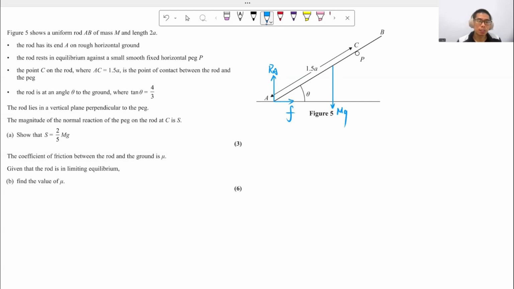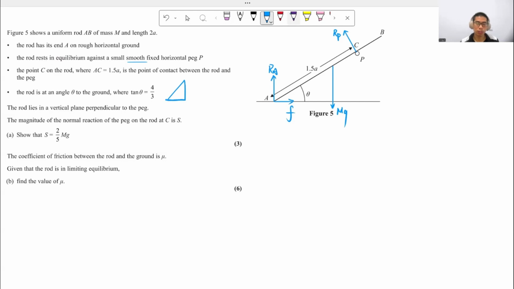And then the rod rests in equilibrium against a small, smooth, fixed horizontal peg P. If it's smooth, that means no friction, so there's only one normal reaction perpendicular to the plane. Let's just label it RP. And then the point C on the rod, where AC is 1.5A, is the point of contact between the rod and the peg. Okay, the rod is at an angle theta to the ground, where tan theta equals 4/3.